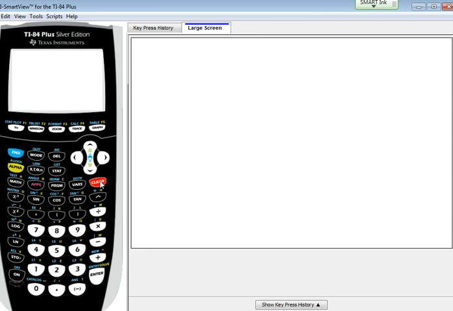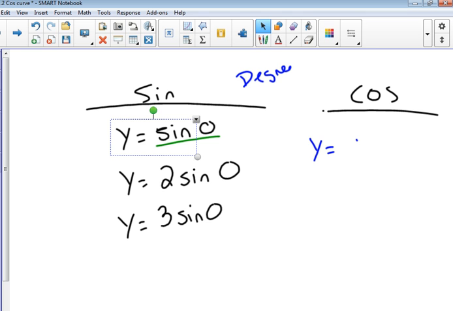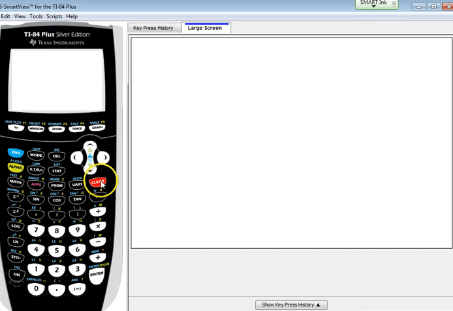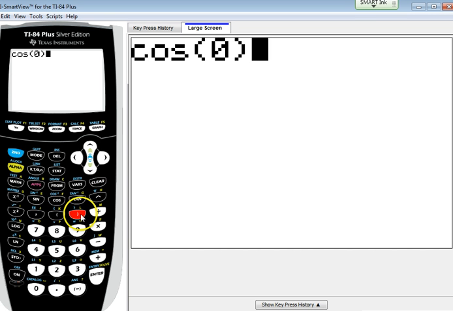Okay, so now let's look at the cosine one. This might make more sense now. So now if you took cosine 0, and then I did 2 cos 0 and 3 cos 0. Let's see what we get now. Okay. Cos 0. So everyone's front is where you started?